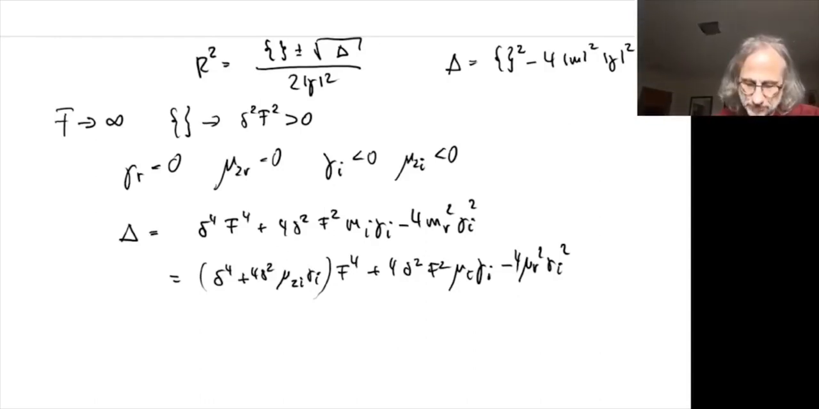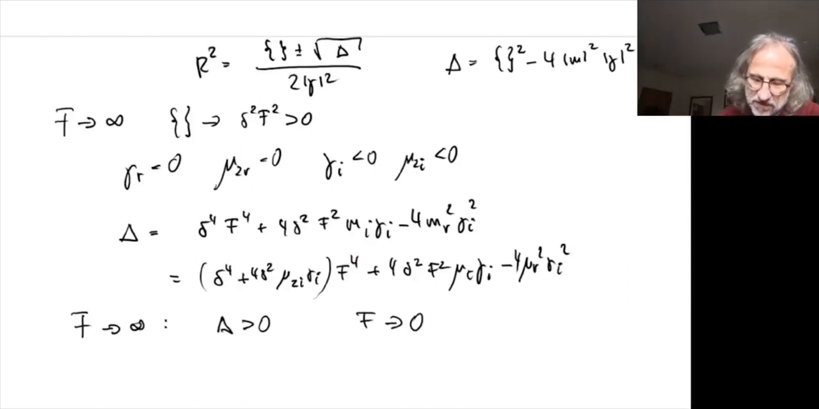And so let's see. We have mu2I is negative, gamma I is negative. This is delta squared. So this number is actually positive. So as f is very large, the discriminant will be positive. So if f goes to infinity, delta is positive. When f goes to 0, what do we get then? This is gone. This is gone. We only have this term. So actually then delta is negative. So delta changes sign as f decreases from large to small values.